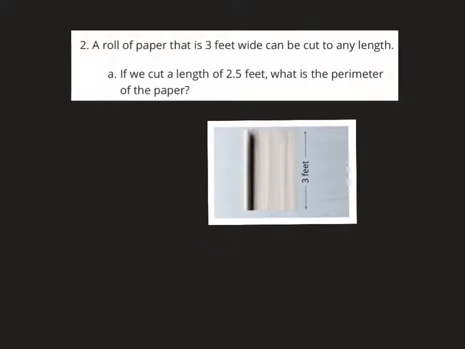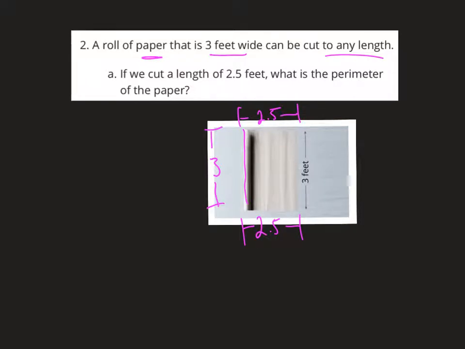For the perimeter conversation, we're going to talk about a roll of paper, right? And this roll of paper is 3 feet wide, something like the paper we would line the bulletin boards around the room with. So it's 3 feet wide, and then we can cut at any length. So what if we cut it 2.5 feet, right? So this distance was 2.5 feet. So we know it's 3 feet top to bottom and 2.5 feet left to right. At least left to right in this picture.